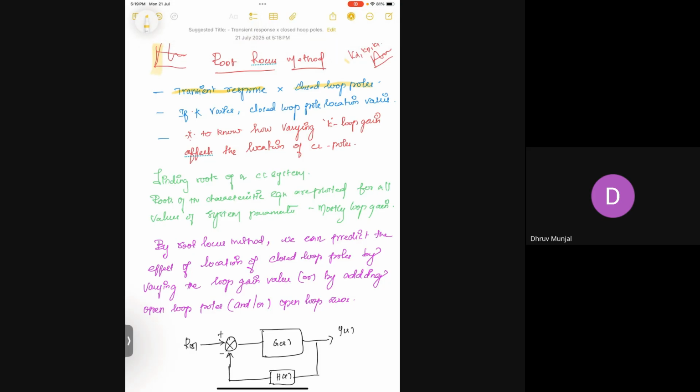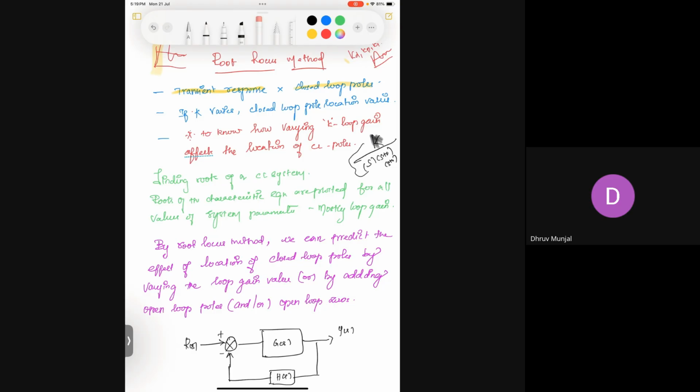If you consider a system, for example, K divided by S into (S plus A) into (S plus B), this system has no zeros. One pole is at the origin, so this is a type 1 system, and two poles are in the left half of the S plane. If I want a stable output out of the system, by doing the closed loop transfer function, you will say the system will be stable because there are no poles in the right half of the S plane, unless we determine the K value.